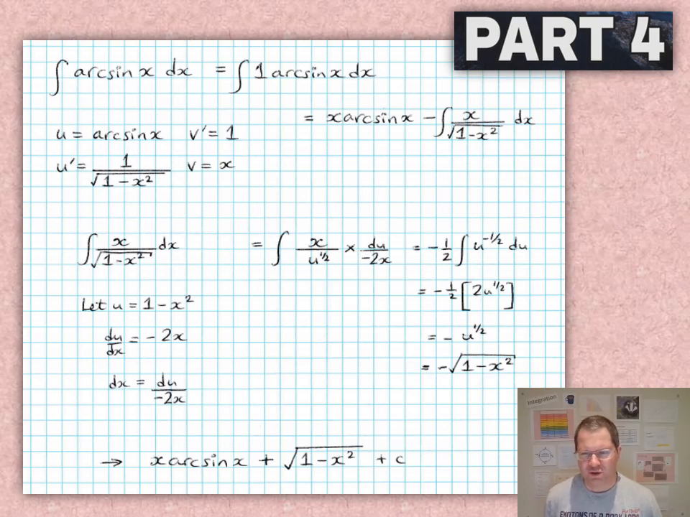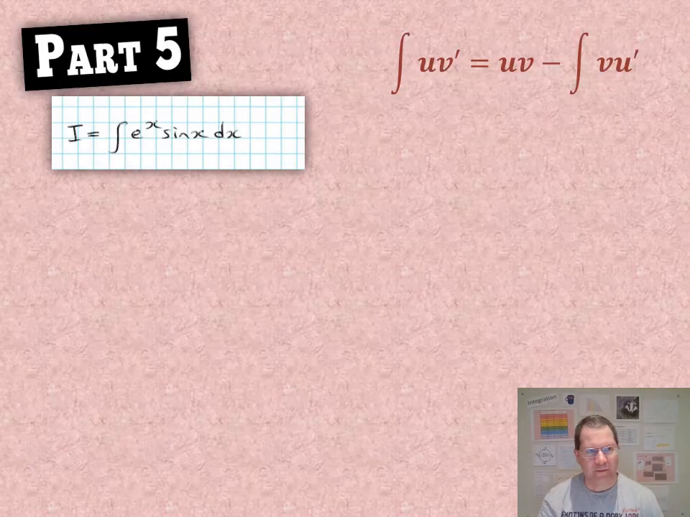Integrating u to the minus half gives us 2u to the half, and then when we times that by minus half, we just get minus u to the half, which, going back to our x, is minus the square root of 1 minus x squared. And hence the answer to the question is x arcsine x, that's uv, plus, because the formula has a minus, but we've got a minus in our integral, plus the square root of 1 minus x squared plus c. And finally, part 5, what I would consider my favourite part of integration by parts.